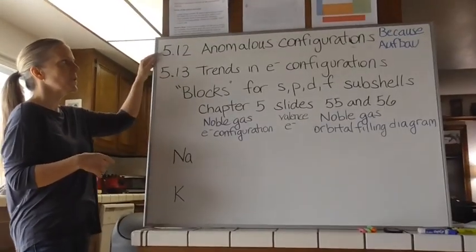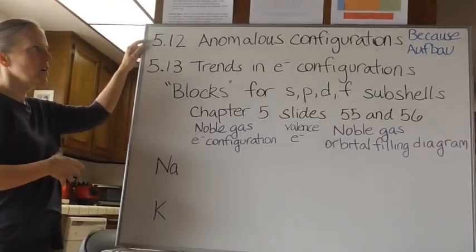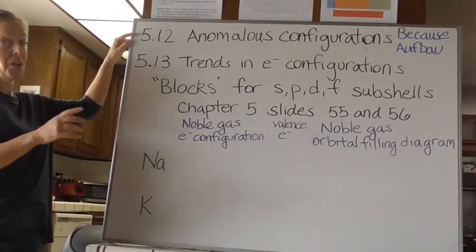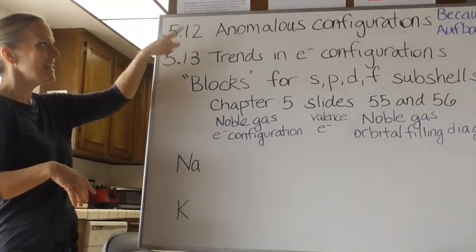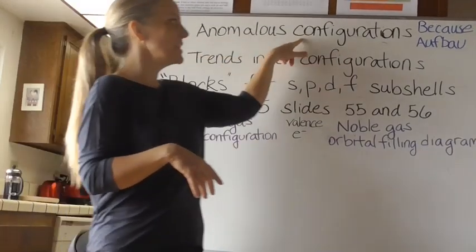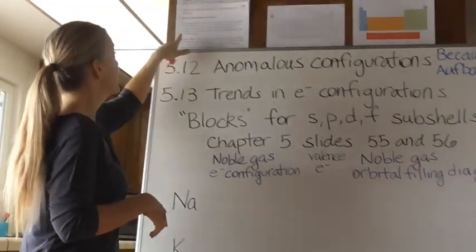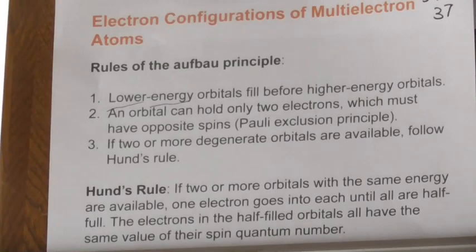So if I ask that question, it would just be kind of like a multiple choice question. So all you would need to know, and you can come back and watch the video, is that the anomalous configurations are because of it trying to fill the lowest energy level orbitals first.